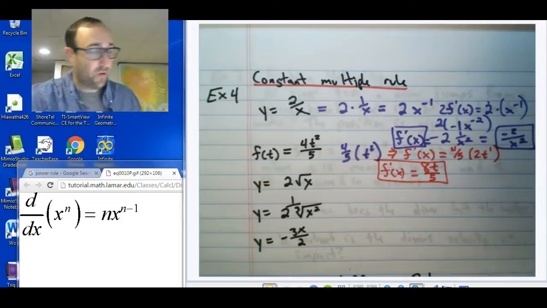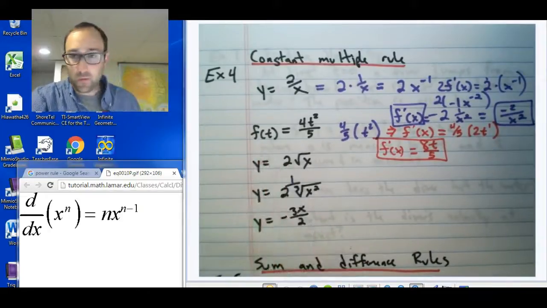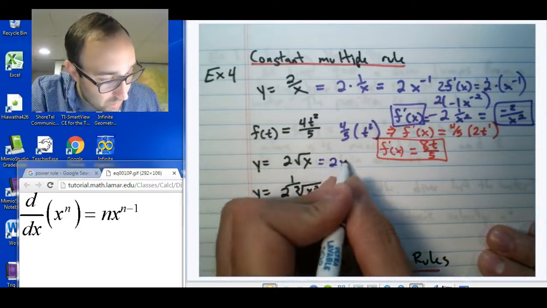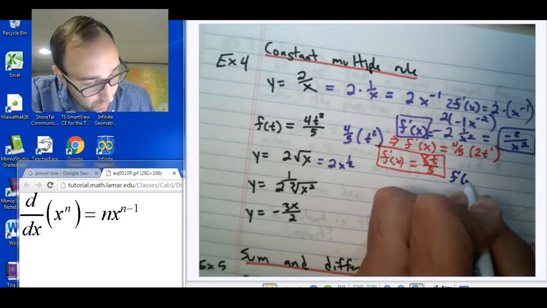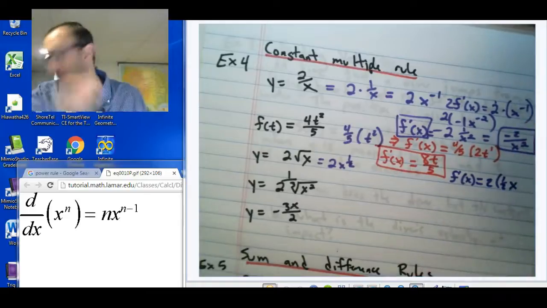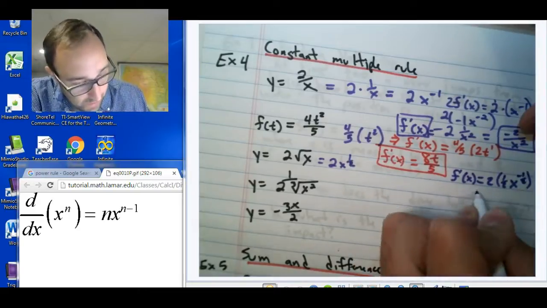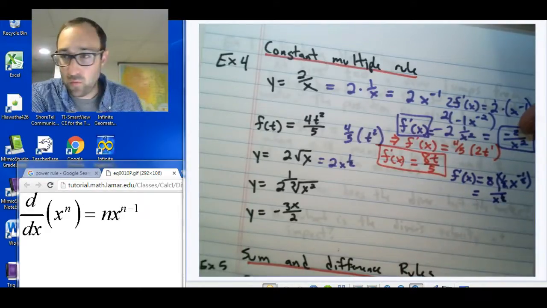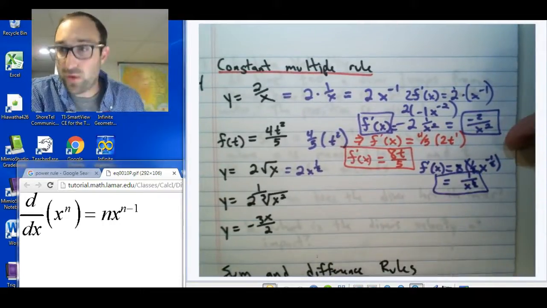f prime equals negative 2 over x squared. f prime equals 8t over 5. Now, let's keep going. 2 square root of x. So I can rewrite that as 2x to the 1/2, and now I can use the power rule, right? So f prime of x is going to equal 2, I'm going to put the 1/2 in front, x, and 1/2 minus 1 is negative 1/2. So we can rewrite that as the 2 and the 1/2 cancel out, so that should be 1 over x to the 1/2. That's really hard to see with that marker, and it's way over there in the corner. 1 over x to the 1/2.